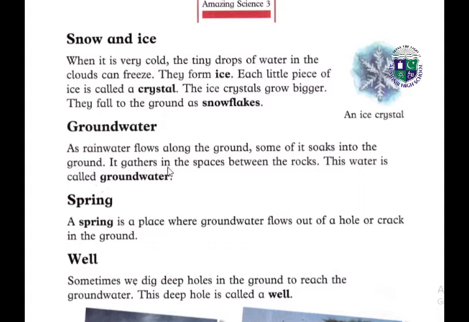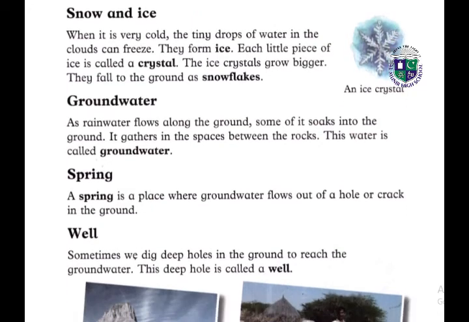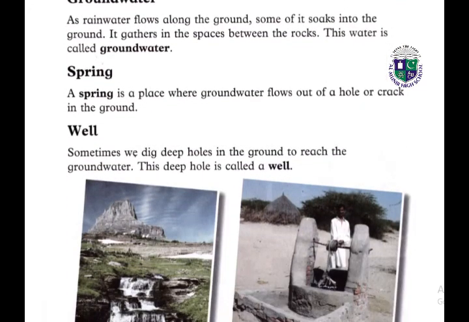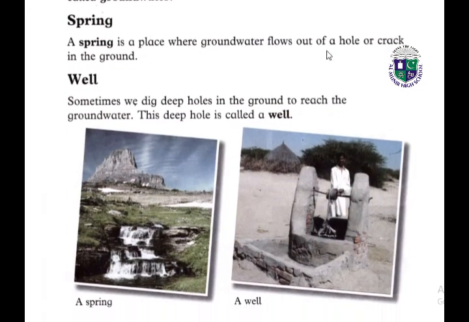It gathers in the spaces between the rocks. This water is called the groundwater. Next we have the spring. What is a spring? A spring is a place where groundwater flows out of a hole or crack in the ground. What is a well? Here we have the spring. Here we have the well. Sometimes we dig deep holes in the ground to reach the groundwater. This deep hole is called a well.